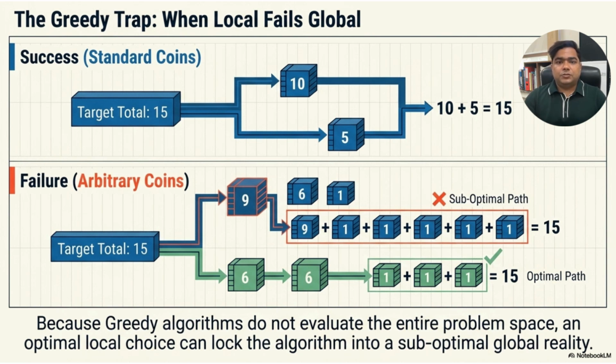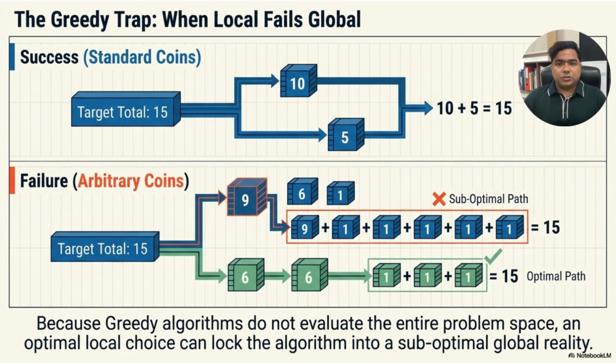Here the target total is 15 and the available coins are 9, 6, and 1. A greedy algorithm first chooses 9 because 9 is the largest coin that fits into 15. The remainder is 6. But depending on the shown greedy route, the algorithm may continue with smaller choices and produce a sub-optimal path such as 9 plus 1 plus 1 plus 1 plus 1 plus 1 plus 1 that uses many coins. The better global solution is 6 plus 6 plus 1 plus 1 plus 1, which also equals 15 but gives a better result than the greedy path in that situation.